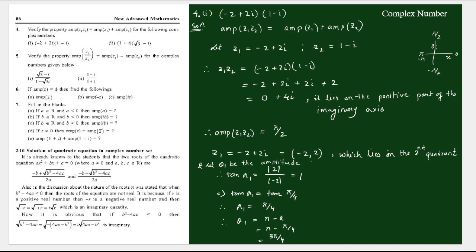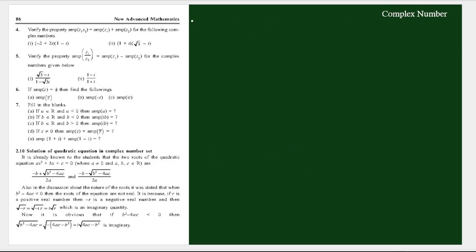So क्या होगा अभी? Theta 1 will be pi minus alpha 1, alpha और alpha 1. Okay. चलो अभी ये तो Z1 के लिए निकाल दिया, अभी Z2 को निकालना है. Okay, so therefore Z2 equal to 1 minus i, 1 and then minus 1. Where does it lie now? 1 minus 1. Where does it lie? It lies positive, फिर नीचे, it lies on the fourth quadrant, है ना?